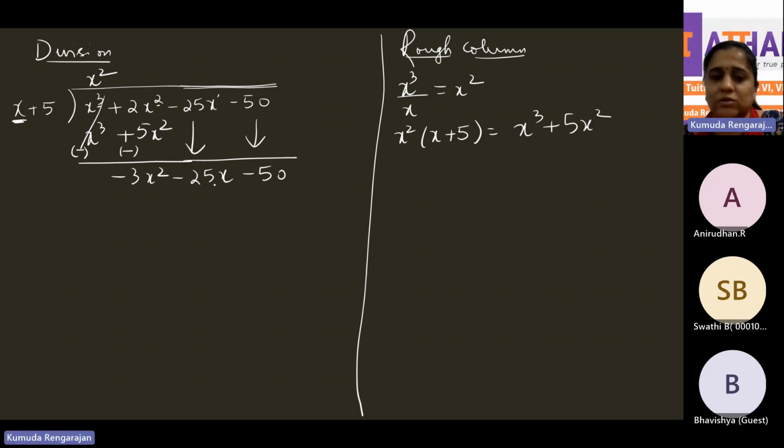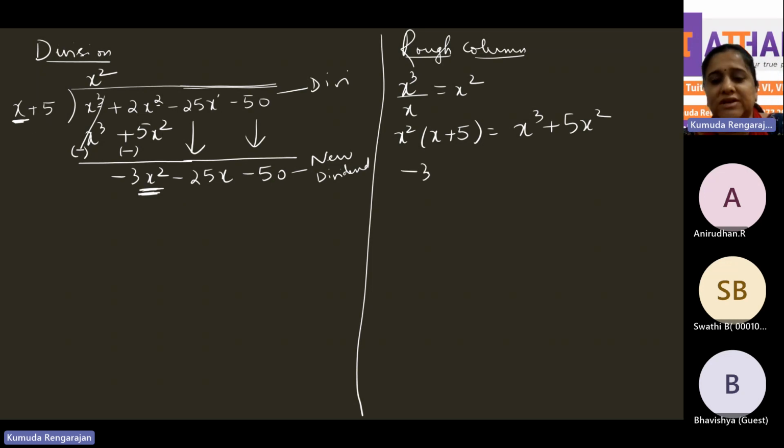Now continue. Divide the first term. This is called the new dividend. This is the divisor. Now divide the first term of the new dividend by the first term of the divisor.